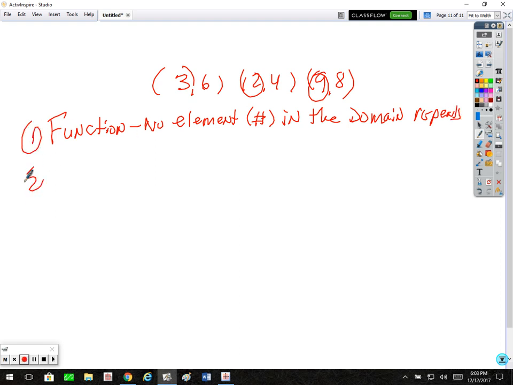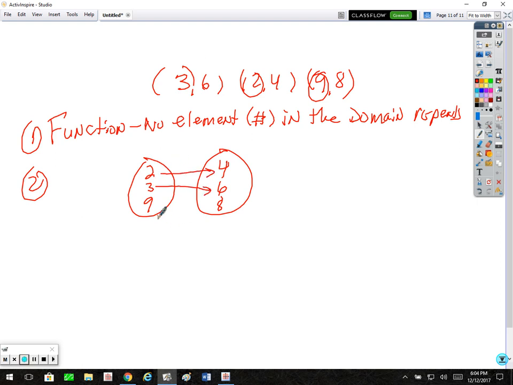That's part 1. Part 2, quick mapping diagram. Doesn't take very long to do this one. So 2, 3, and 9 is my domain. Let me fix this one. This is a little small. And then we have in the range 4, 6, and 8. Well, if we match them up, remember 3 is matched up to 6, 2 is matched up to 4, and 9 is matched up to 8. And normally they don't always go across like that, but that's what it works out to be.